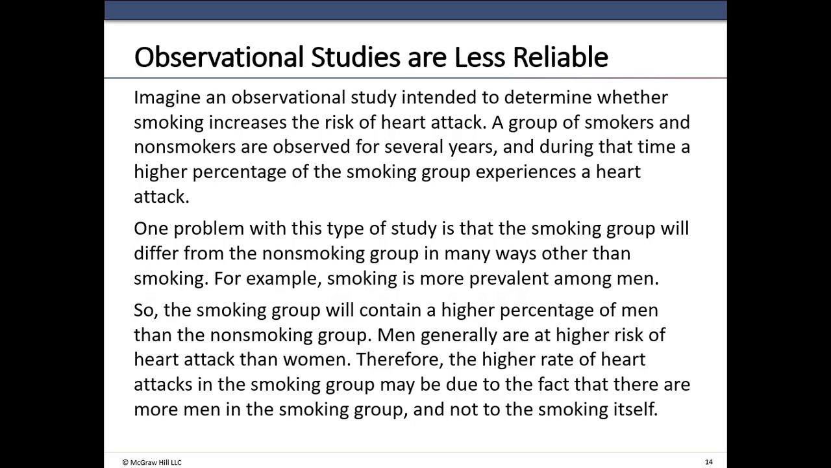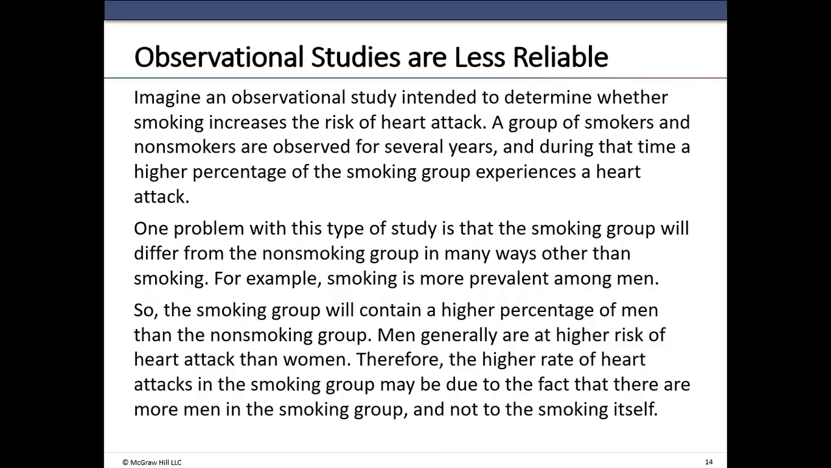One problem with this type of study is that the smoking group will differ from the non-smoking group in many ways other than smoking. For example, smoking is more prevalent among men. So the smoking group will contain a higher percentage of men than the non-smoking group. Men generally are at higher risk of heart attack than women. Therefore, the higher rate of heart attack in the smoking group may be due to the fact that there are more men in the smoking group and not to smoking itself.